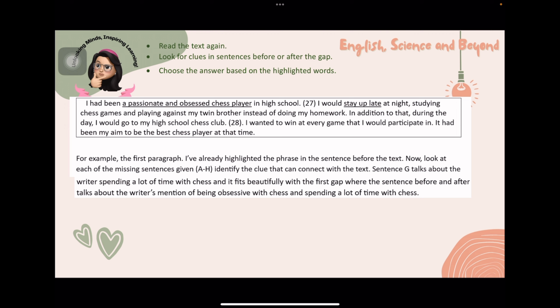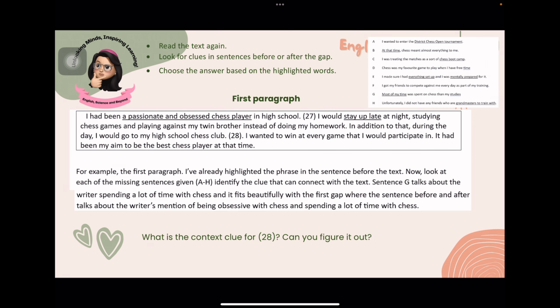Now take a moment, pause this video or whatever, and try to figure out the clue for the gap in question 28, and try to replicate the steps that I've shown you just now. This is just a pause. If you're done, we can now resume the video. Welcome back if you recently resumed the video.